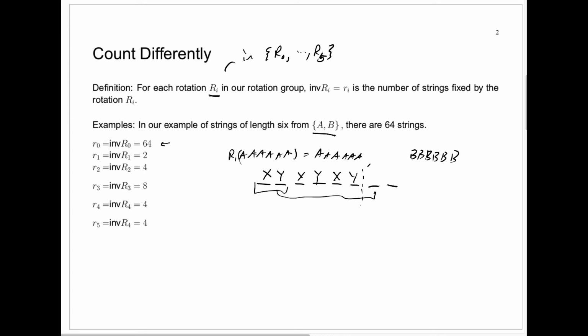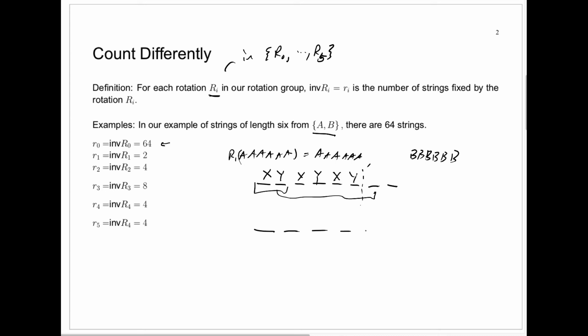Notice it's fine. The string AAA is invariant under R2. It is invariant under R1. It also is invariant under R0. It's counting in all of them. But we have 4 separate strings invariant under R2. What about R3?